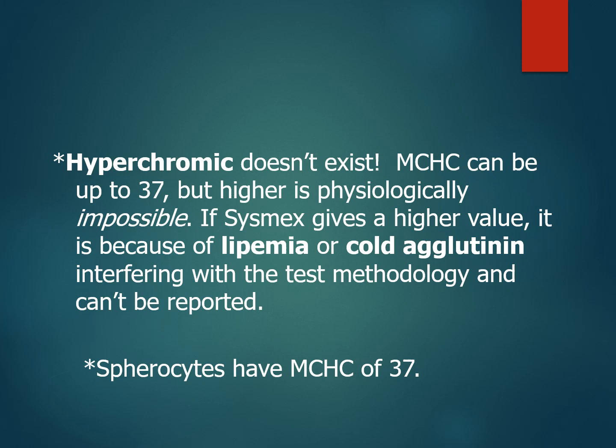And if there is a higher value given to us through our automated analyzer, it could be because of lipemia, which means basically a very heavy amount of lipids circulating in that blood sample, or cold agglutinin. And cold agglutinin could be an autoimmune disorder. Basically those red cells are sticking together. They're not going to be separate cells. So there's some interference with the test methodology and it can't be reported accurately.